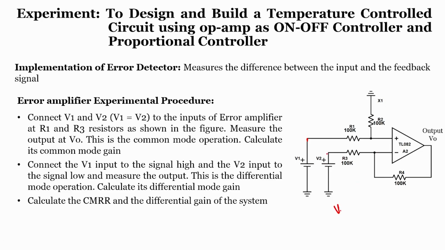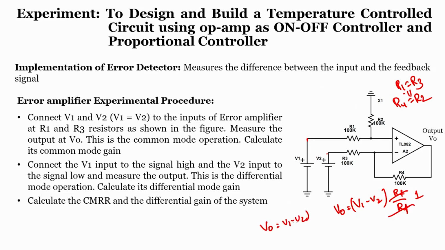So, the output will be, if you recall the working of differential amplifier, V1 minus V2 into RF by R1. This is the case when R1 is equal to R3 and R4 is equal to R2. Since in this case R1 equals R2 equals R3 equals R4, RF and R1 values are same. So, the gain of the system is 1. So, V naught is V1 minus V2, that is what we required, right.